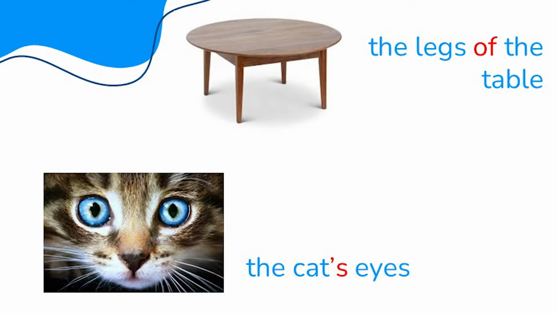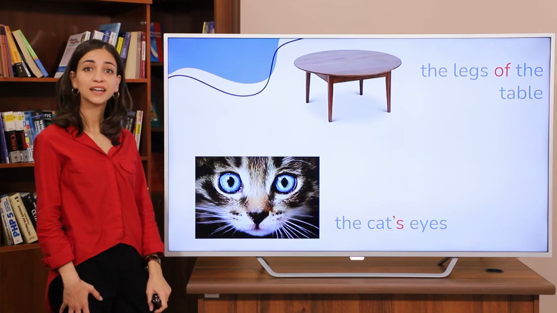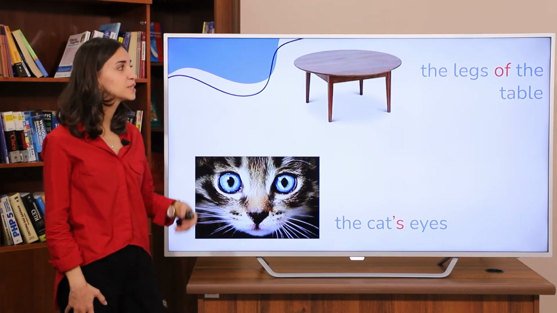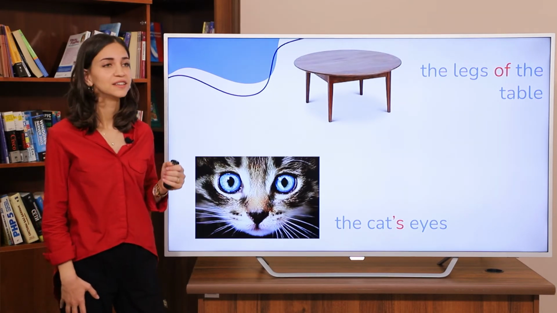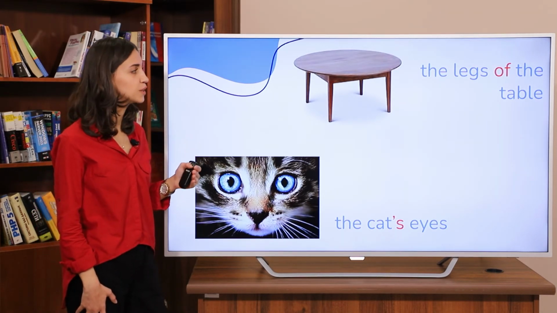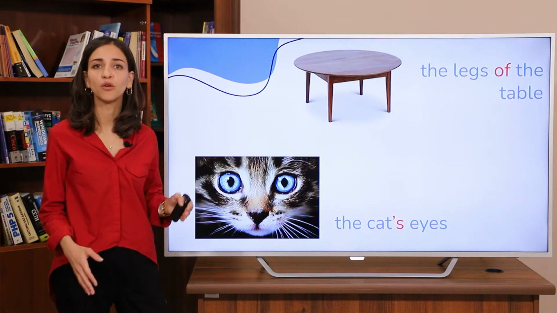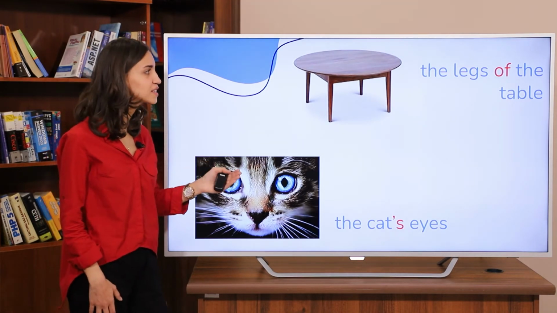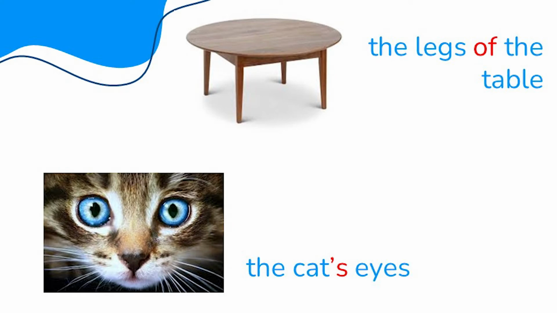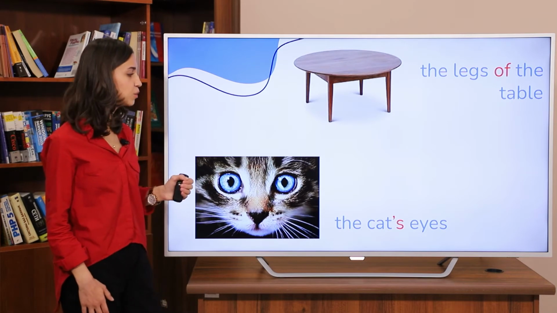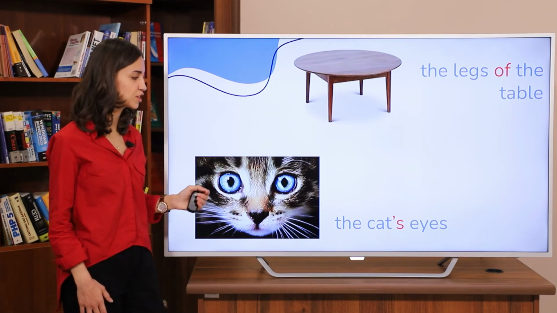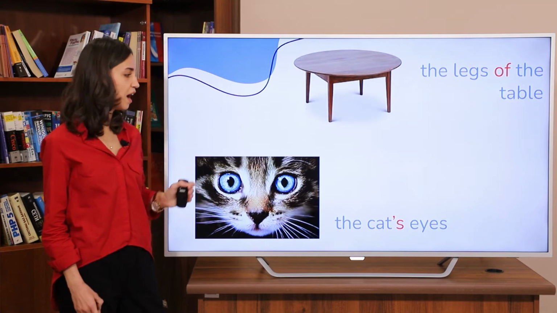Let's look at these beautiful pictures. So, what do we have here? A table. How can we say սեղանի ոտքերը? So, in English, we can say it with the help of the preposition, the legs of the table. Now, let's look at this picture. How can we say կատվի աչքերը? In English, we can use apostrophe s to say the cat's eyes.